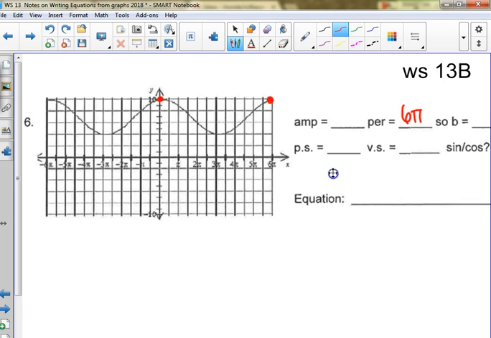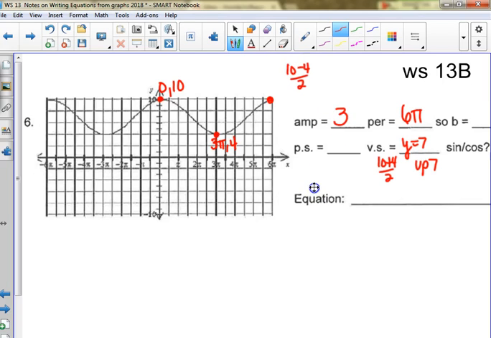All right. If we say the max is at (0, 10), I would give you ordered pairs, by the way, on the quiz. If we say the max is at (0, 10), where's the min at? 1, 2, 3, 4. Okay. All right. So where's the midline? 10 plus 4 divided by 2 is, okay. Amplitude, 10 minus 4 divided by 2.